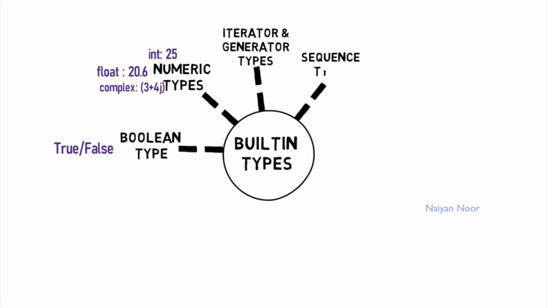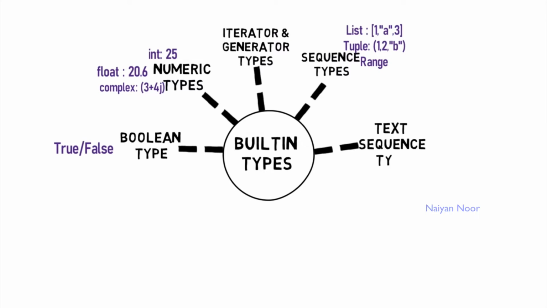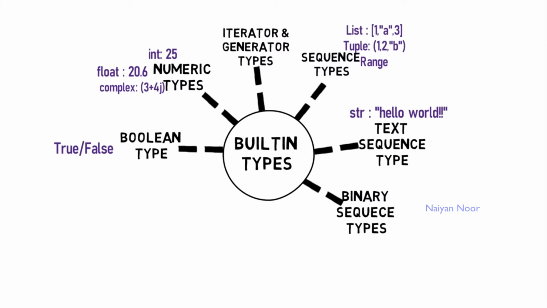Next, we have sequence types, which includes lists, tuples, and ranges. Then we have the text sequence type, which is nothing but the string type. Then we have the binary sequence types, which includes bytes, byte array, and memory view. Next we have set types, which includes set and frozen set.